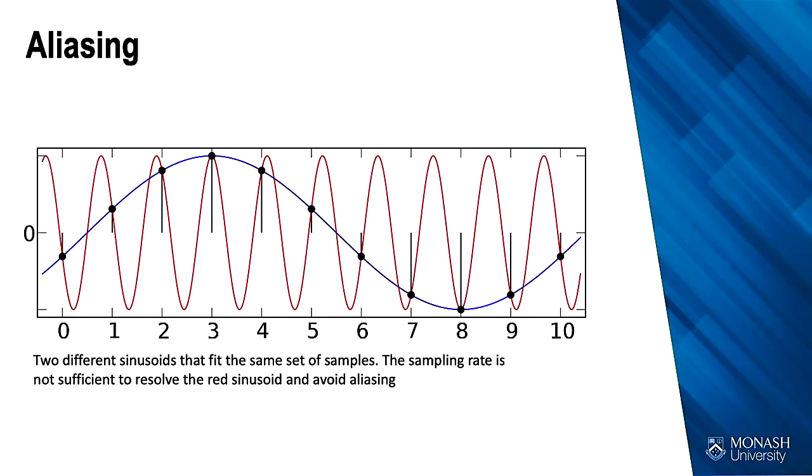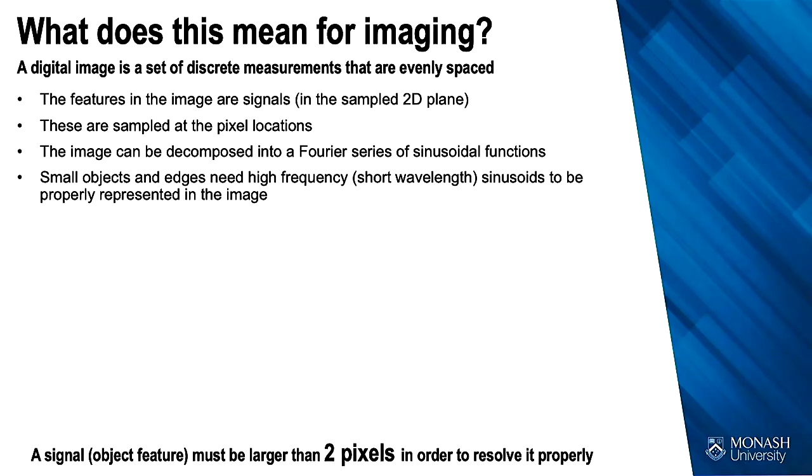So there's two different sinusoids that fit that same set of samples. So the sampling rate isn't sufficient to resolve that red sinusoid. Essentially, your pixels aren't small enough to resolve that signal. You can't see it. And so what does this mean for imaging? Well, basically, same as I said before, features in the image, think of them as signals, as spatial signals.